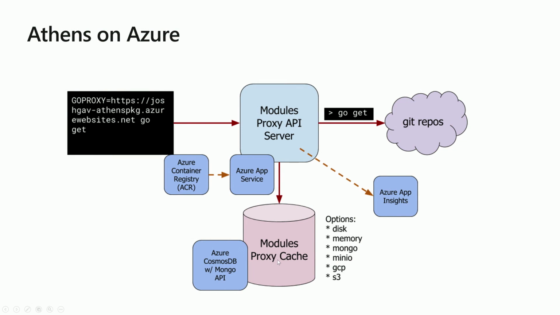Down here for the proxy cache, Cosmos DB actually offers a Mongo API head, so we're just going to use Cosmos with that Mongo head. That's what this other bottom one here is. And then we can also send off metrics and telemetry that Athens collects to Azure App Insights.